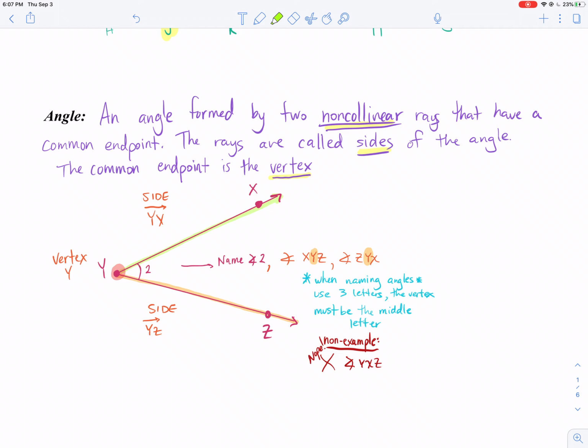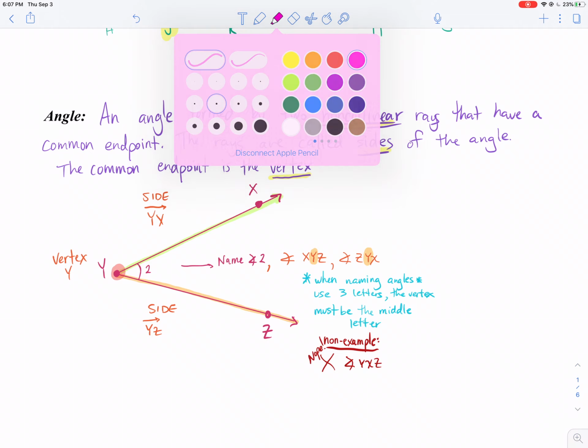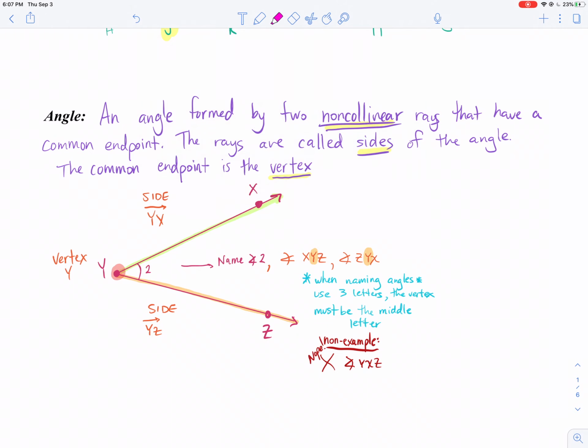So as we go through this one, there's a couple things that we labeled. One of our sides here is going to be YX is the way that we label it. We start with that endpoint of Y. If we look at our other side, it's going to be YZ. It's our endpoint, and then our point on the other side of our line. And in this case, because Y is here, the common endpoint is going to be our vertex. So we label that vertex Y.